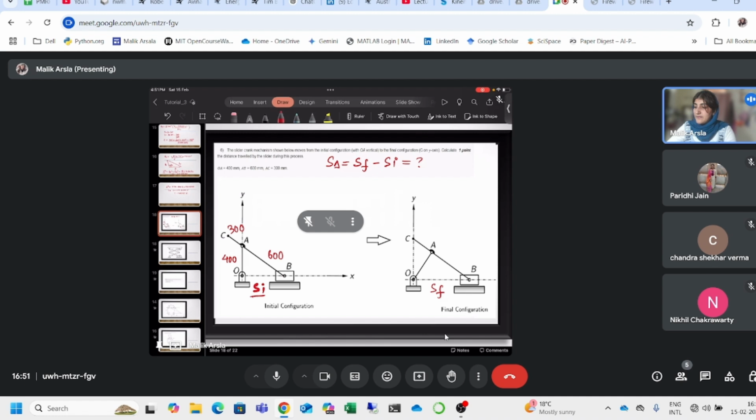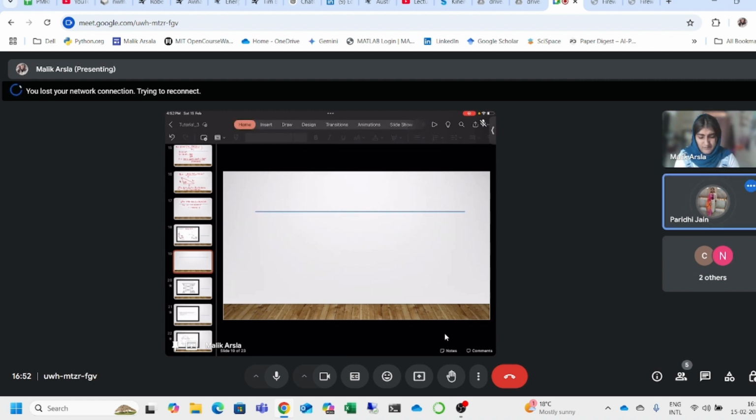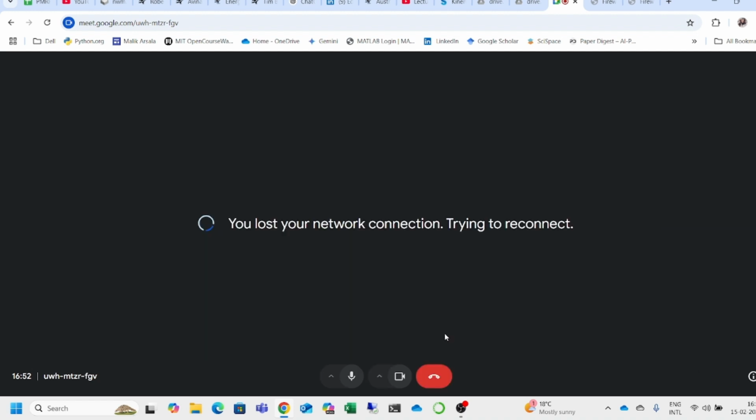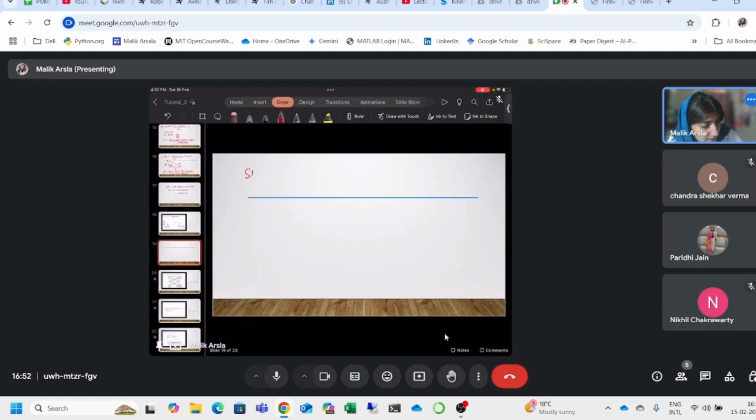Sorry, I lost my network for a moment. So, what is the value of S initial you're getting? Ma'am, 447.213. Yeah, that is correct. So, S initial is coming out to be 447.21. Okay, now moving to the next part, the second configuration.